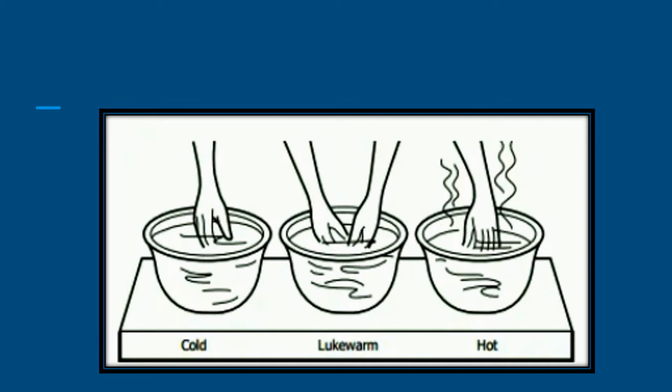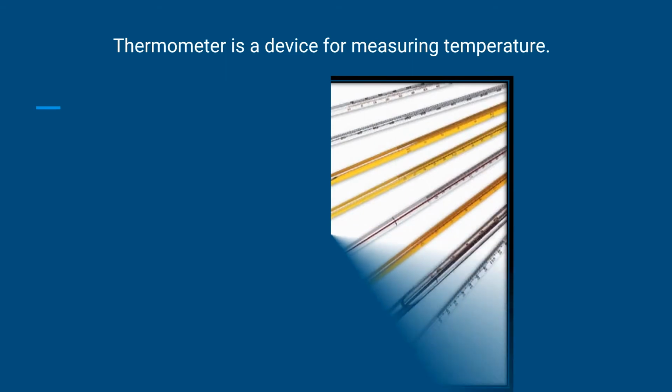Even though both hands are dipped in the same vessel, with water at the same temperature, the right hand will feel the water to be hot... rather, the right hand will feel the water to be cold, and the left hand will feel the water is hot. This is because we cannot measure the temperature just by touching. Temperature is a very relative thing for us to feel, and this is why we use thermometers to measure the temperature.